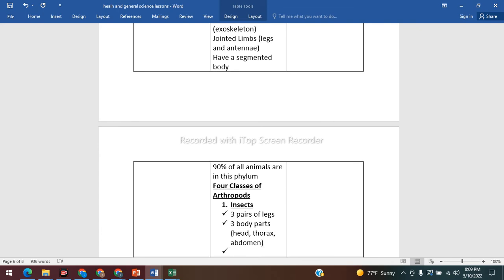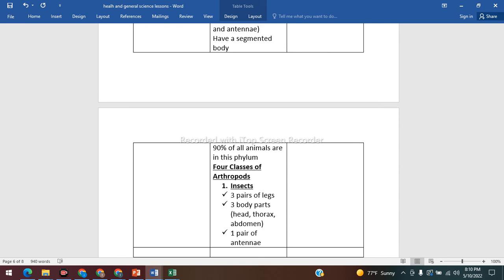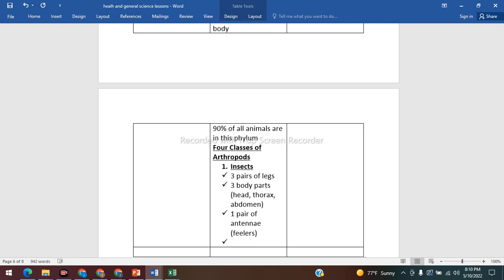Next they have 1 pair of what? Antennas, yes ma'am. Antennas, also called feelers. And they have 1 or more pairs of what?